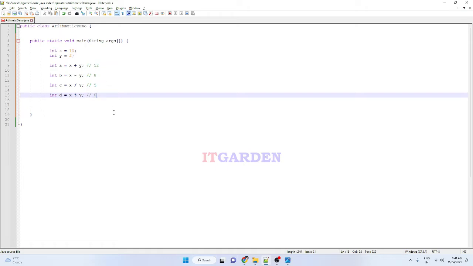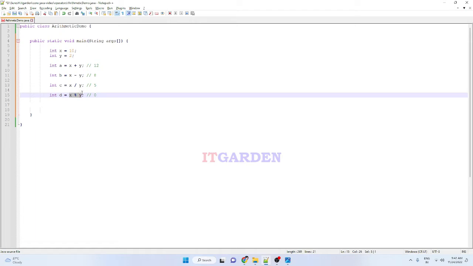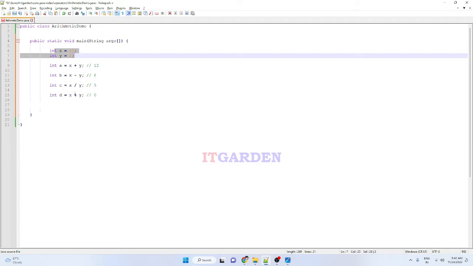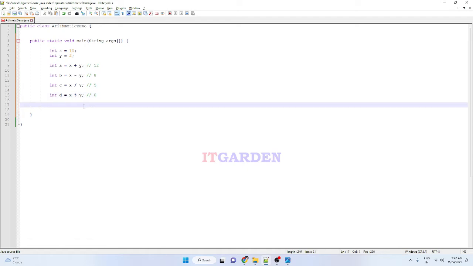The modulus operator always returns the remainder value of the division. When you divide x, which is 10, by y, which is 2, the result is 5, but there is no remainder. So it will return 0, and the 0 value is stored in the d variable. This is the expected output. After showing that, I will show how to get a remainder value.